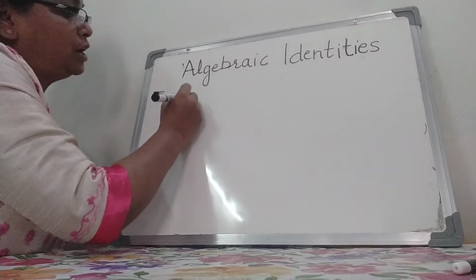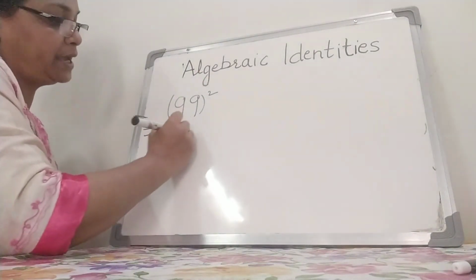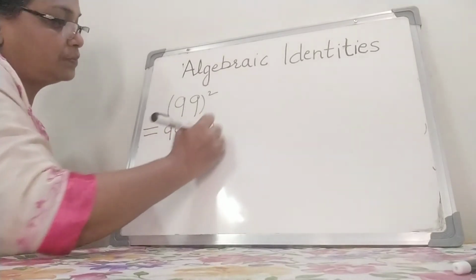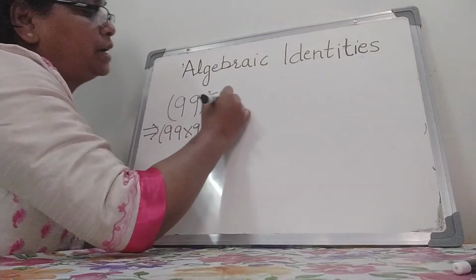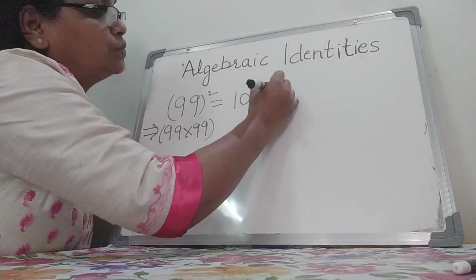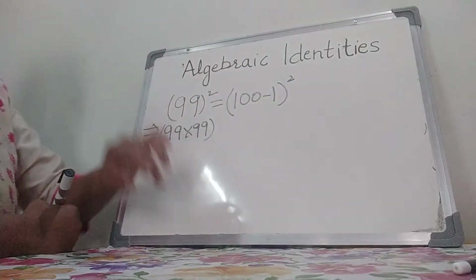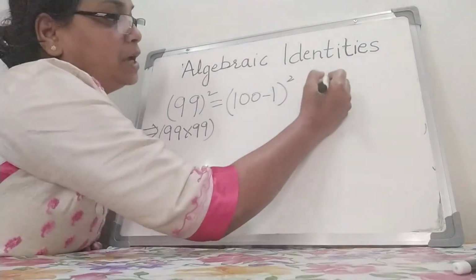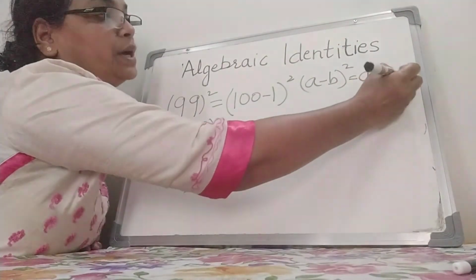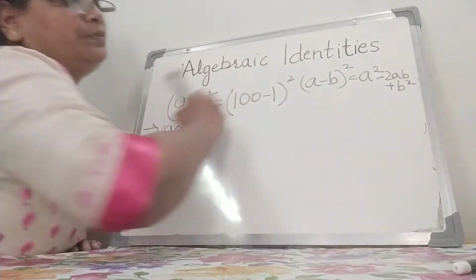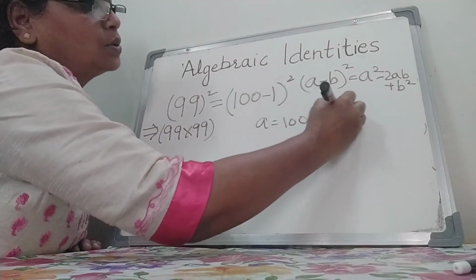Now if we have to find the square of 99, not by actually multiplying 99 into 99, how will we find it? We'll use an identity. We can write 99 as (100 − 1) whole square. Now we see we have a minus sign here, so we can use the identity (a − b) whole square, which is again equal to a² − 2ab + b². Here in this question a is 100 and b is 1.